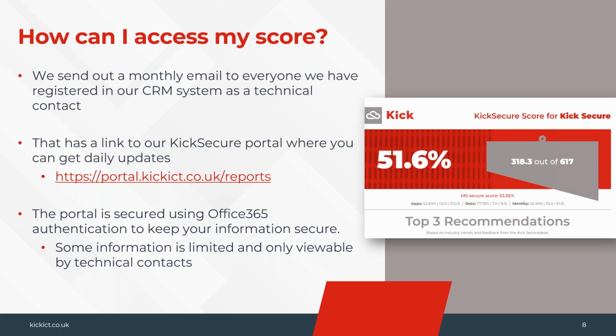But there's also a link. The email you get through has a link which takes you to the portal, and the portal is actually the main area where you can access the reports. You can get those updated on a daily basis, so you can refresh that every day just to see what the changes to your score are. So the URL for that is https://portal.kickict.co.uk/reports.